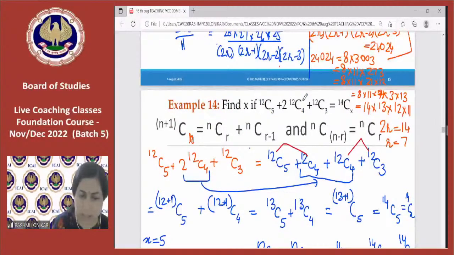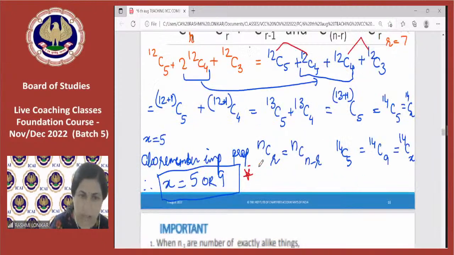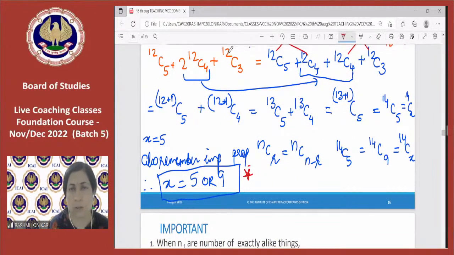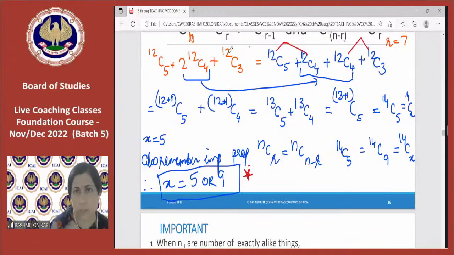N plus 1CR is equal to NCR plus NCR minus 1. And NCR is equal to NCN minus R. These two we are applying over here. So I'm taking all the difficult sums so that you are able to understand; simple NCR sums you can do on your own also. We have taken 4 or 5 sums earlier also. And now these are the important sums that you must know.